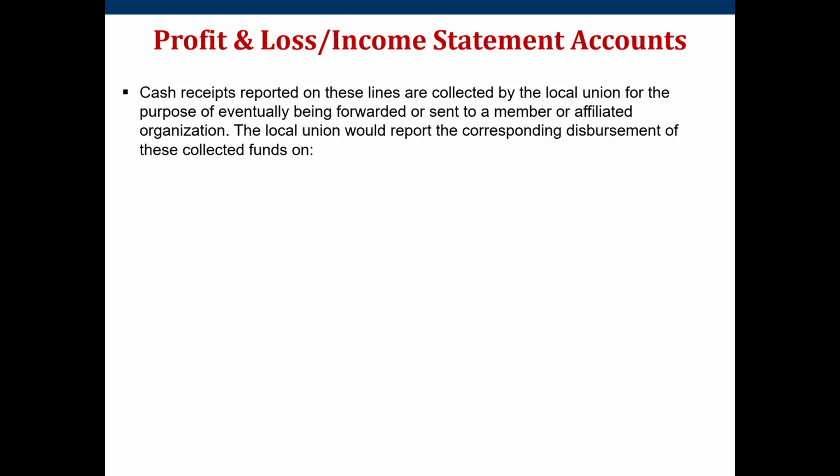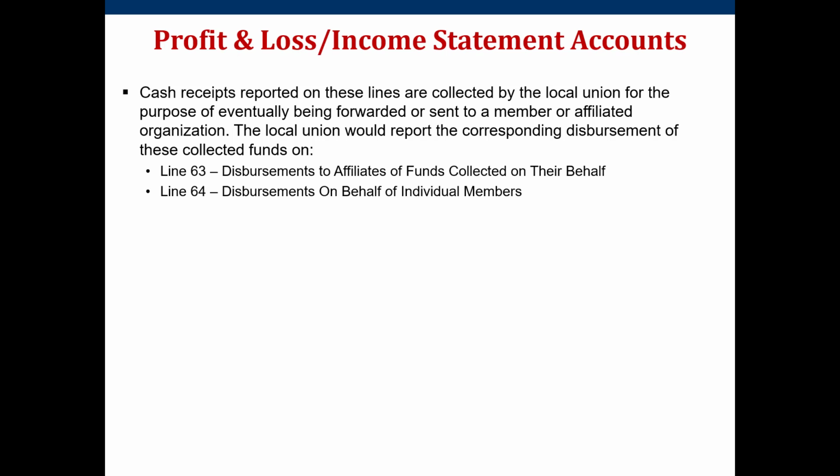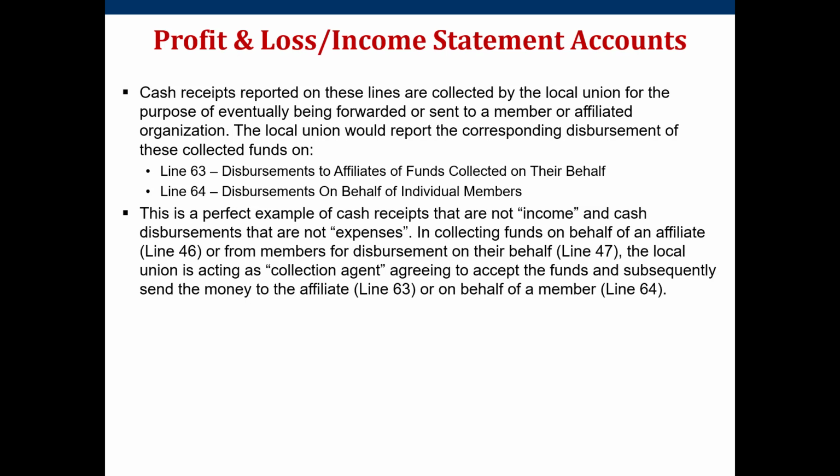The local union would report the corresponding disbursement of these collected funds on line 63, disbursements to affiliates of funds collected on their behalf, or line 64, disbursements on behalf of individual members. This is a perfect example of cash receipts that are not income and cash disbursements that are not expenses. In collecting funds on behalf of an affiliate, line 46, or from members for disbursement on their behalf, line 47, the local union is acting as a collection agent, agreeing to accept the funds and subsequently send the money to the affiliate, line 63, or on behalf of a member, line 64.